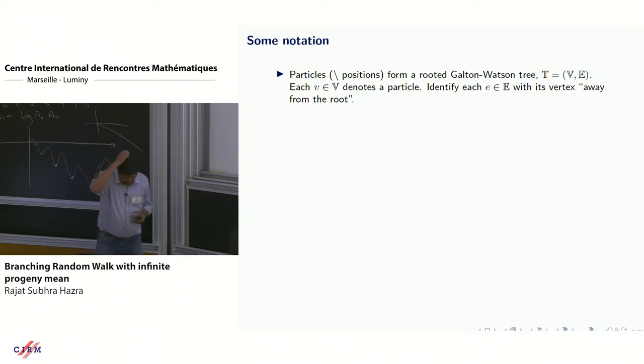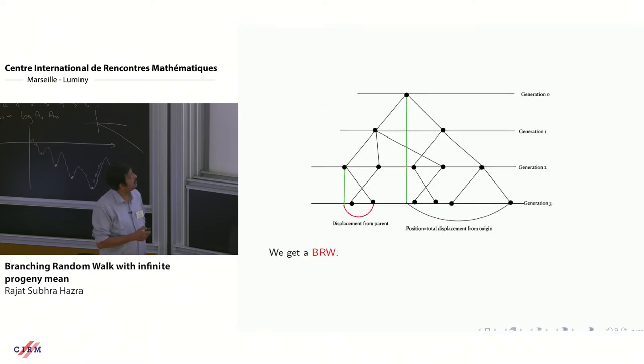What we do is we mark these positions by a Galton-Watson tree, given by this bold T, which has a vertex set and an edge set E. For each vertex V, this is the particle. So let me go to the picture. If this is the V, this will be the corresponding edge to it, which is to its parent. To a vertex, you always associate the edge which is to the parent.